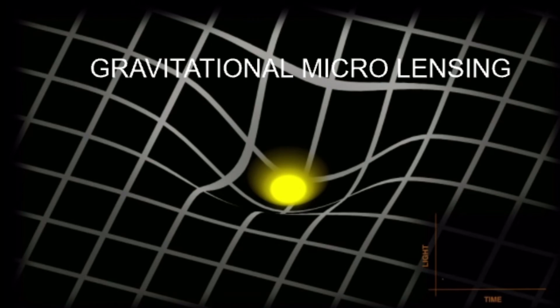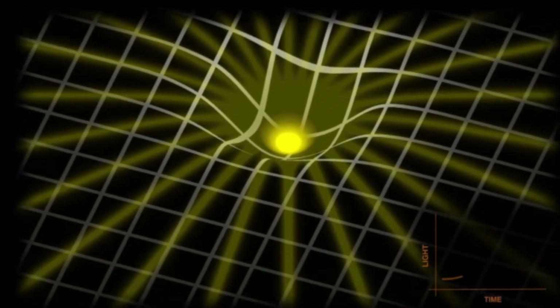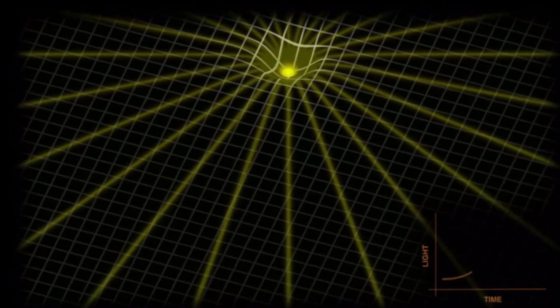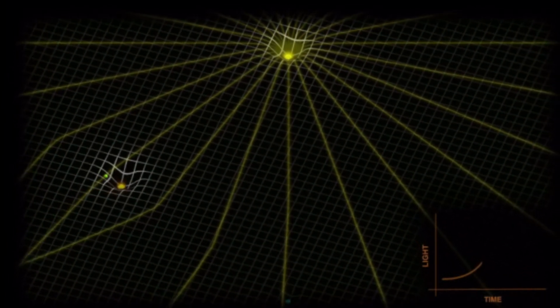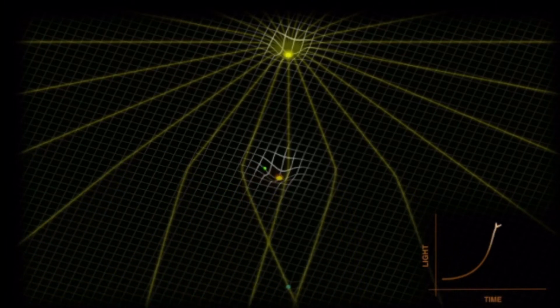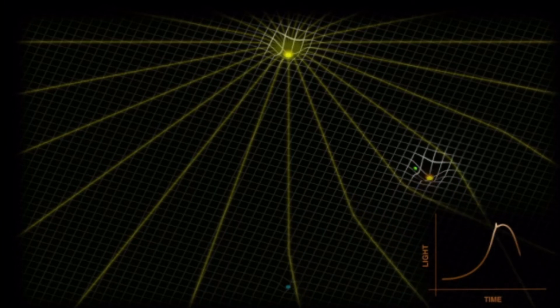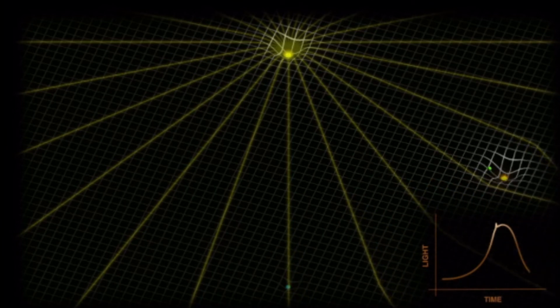Gravitational microlensing occurs when the gravitational field of a star acts like a lens, magnifying the light of a distant background star. This effect occurs only when the two stars are almost exactly aligned. Lensing events are brief, lasting for weeks or days, as the two stars and Earth are all moving relative to each other.